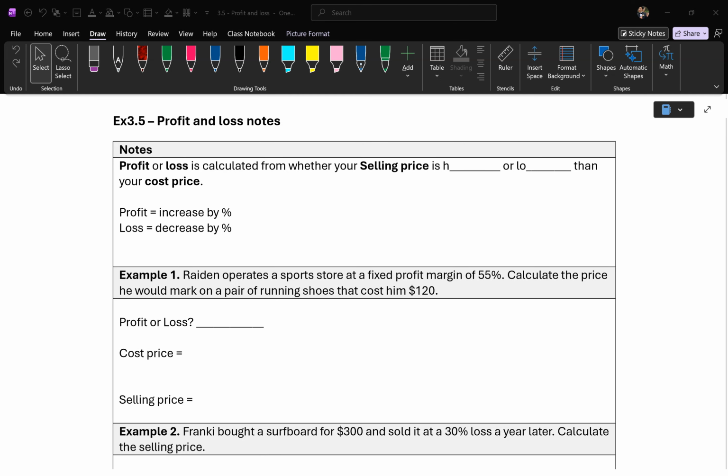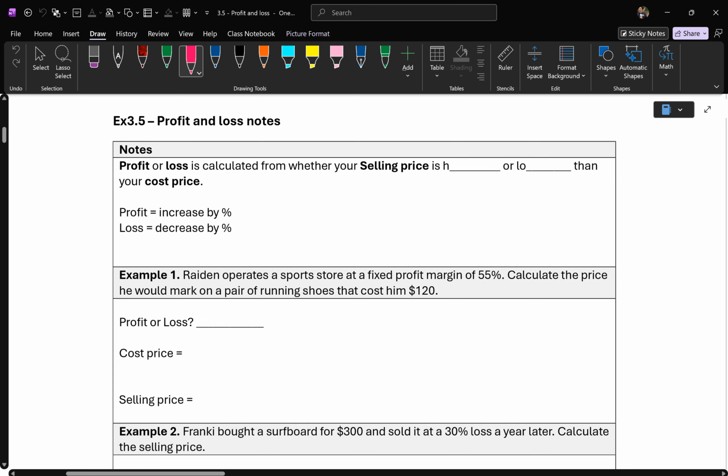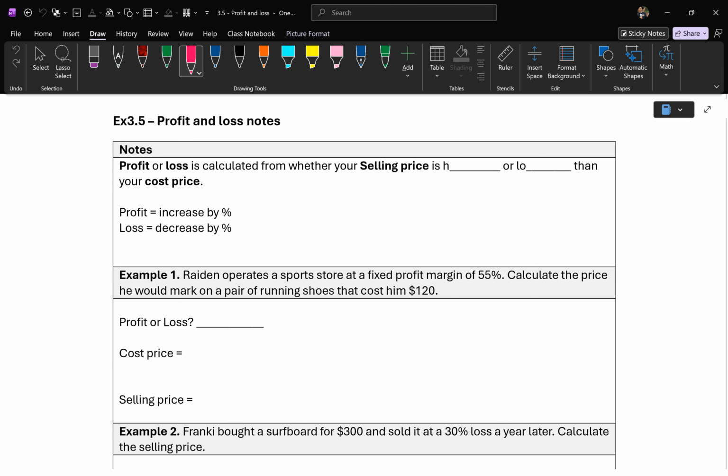All right. Exercise 3.5. So this now carries on from 3.4. You learned how to do percentage increase and percentage decrease. Hopefully you also learned the shortcut that I taught you guys to be able to multiply by the increase or decrease. It's a lot quicker. If you hadn't learned that, watch my video again. And I'll show it while we're doing it here.